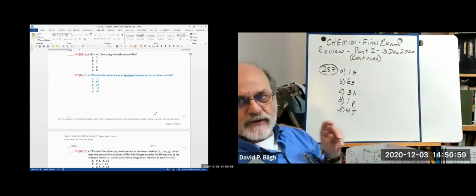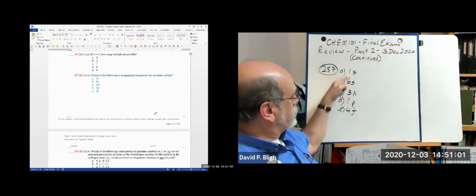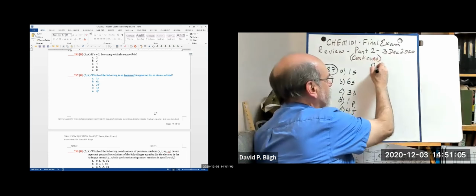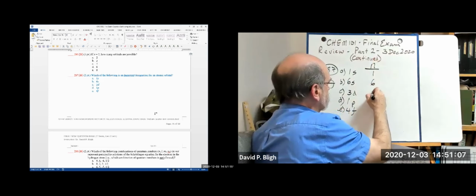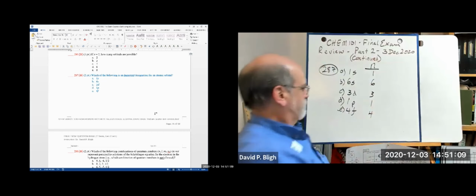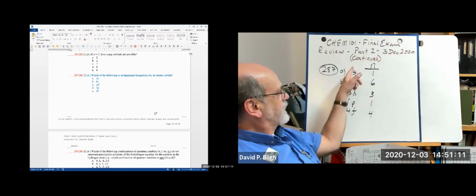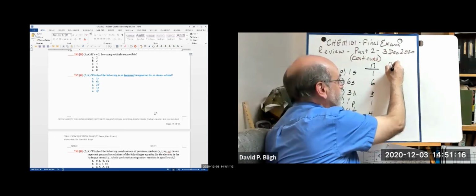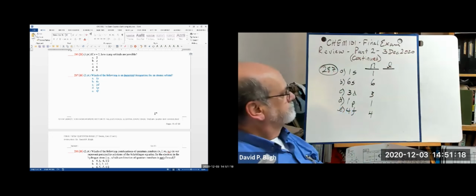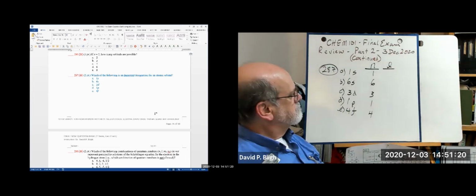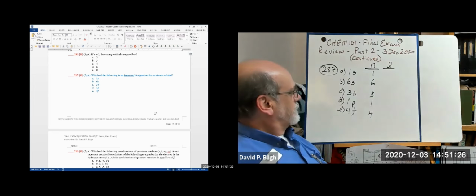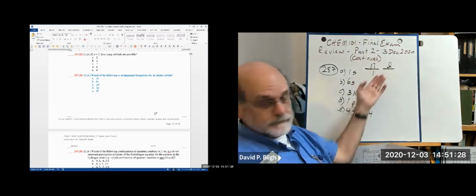Okay, principal quantum numbers are these first ones, right? Those are the n's. So n is 1, 6, 3, 1, 4. The next one is the L value. Remember that one? The angular momentum quantum number. This implies direction.